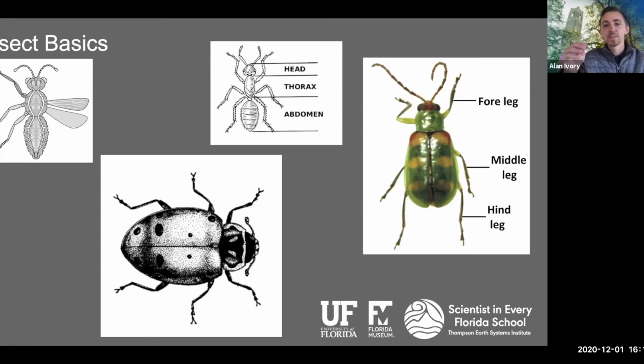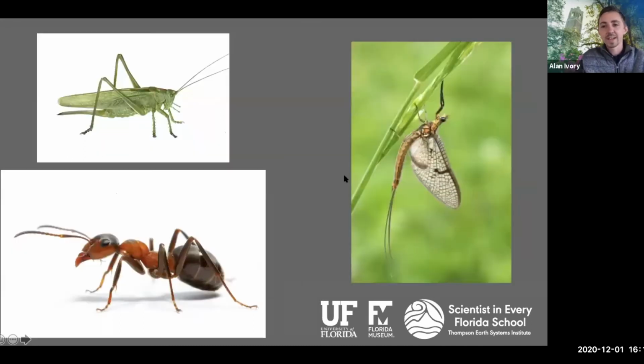The other thing is they always have 3 body parts. They'll have a head, the thorax, which is the body area, and then the abdomen, the bottom part. In all 3 of these examples, you can see a head, the thorax, and then an abdomen. And again, they all look very different. So let's get into that now.